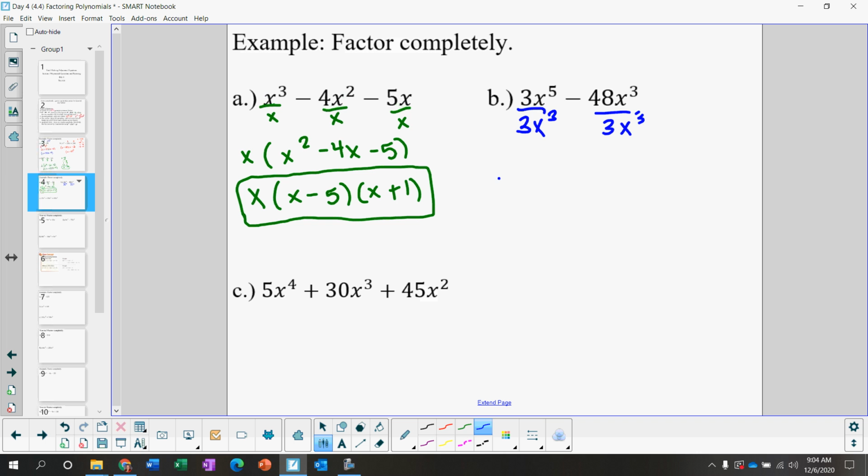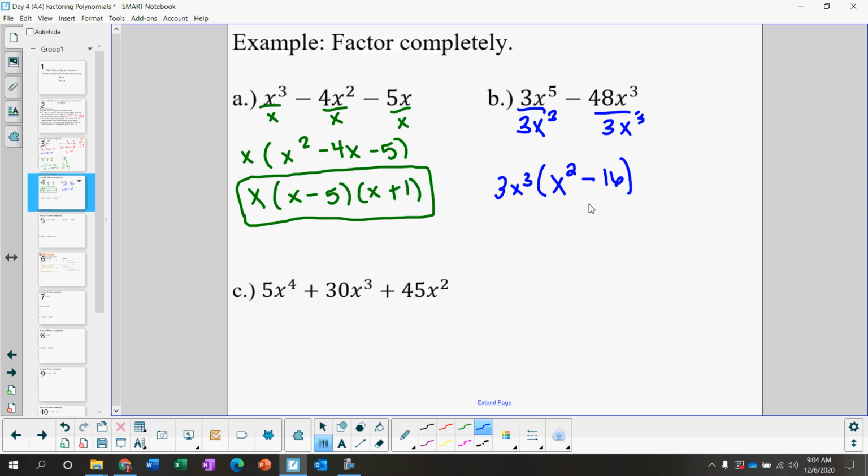So on this side, the 3 divided by 3 canceled, and x to the 5th over x to the 3rd is x squared. Then negative 48 over 3 is negative 16, and the x to the 3rds cancel.